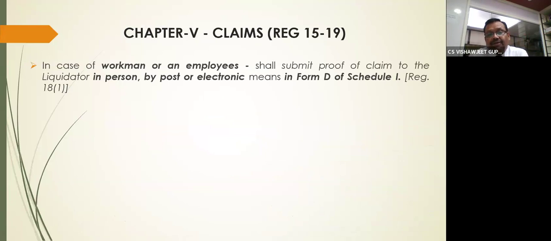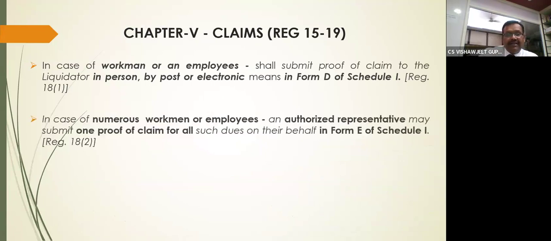In case of workmen or employees, he shall submit the proof of claim to the liquidator in person or by post or electronic means in Form D of Schedule 1. And in case of numerous workmen or employees, an authorized representative may submit one proof of claim for all dues on their behalf in Form E of Schedule 1.